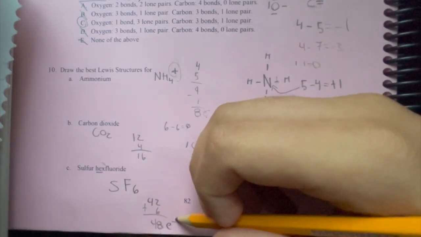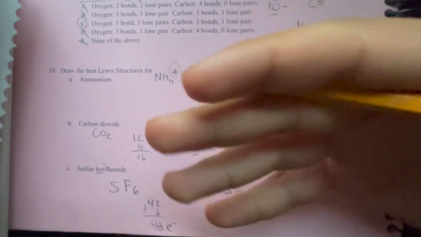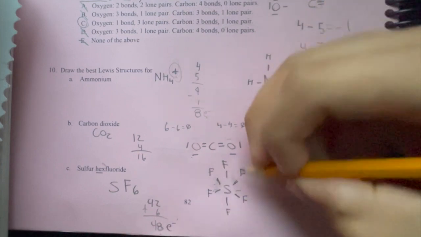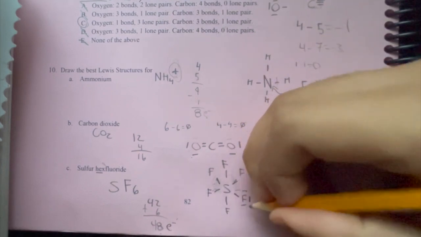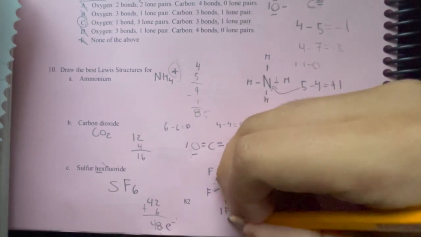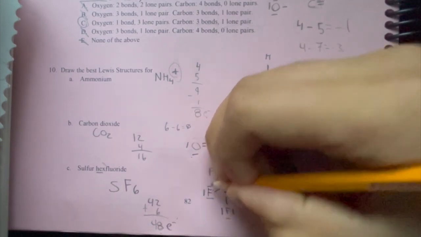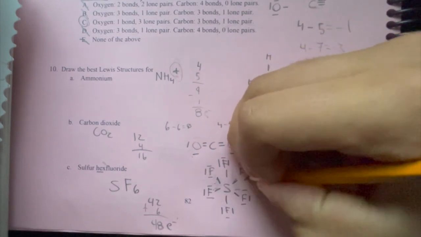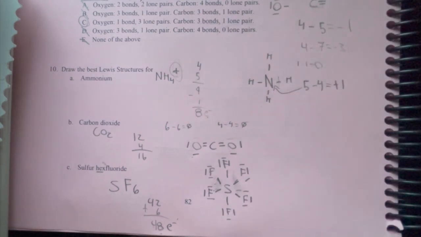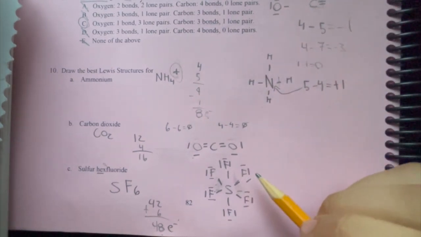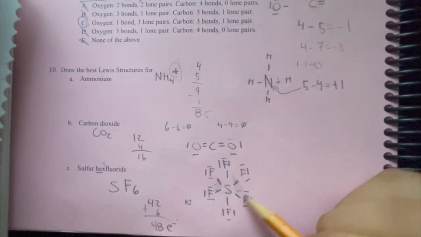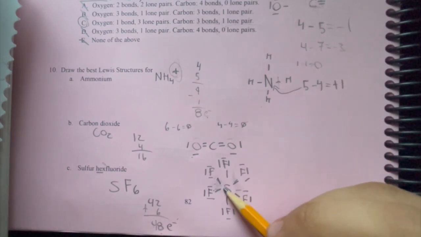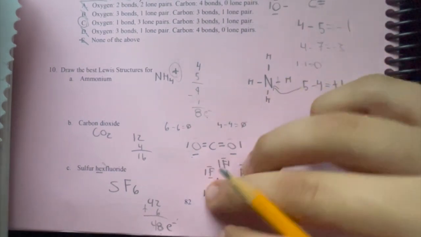So we have 48 electrons to give away, so we need to lay out 24 dashes. So we have 1, 2, 3, 4, 5, 6, 7, 8, 9, 10, 11, 12, 13, 14, 15, 16, 17, 18, 19, 20, 21, 22, 23, 24. Okay. We check for the octet rule, right? All the fluorines are following it. Fluorine is part of CNOF, so we're good there. And then sulfur, okay, so we're good on the octet rule.